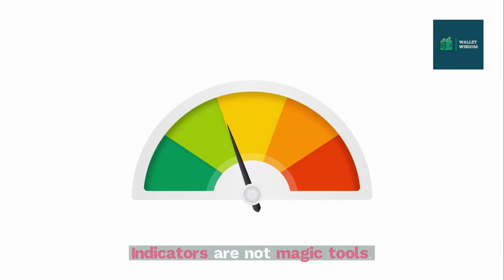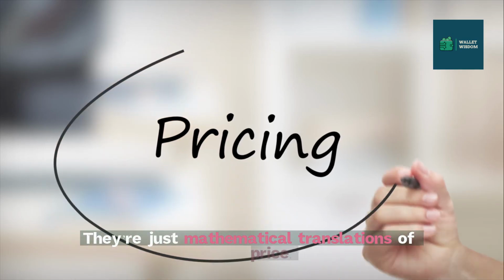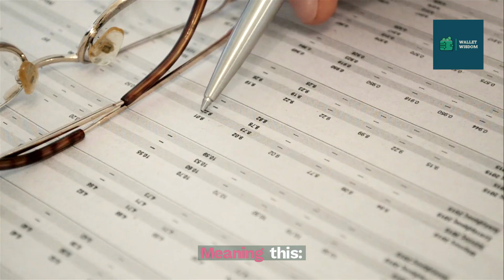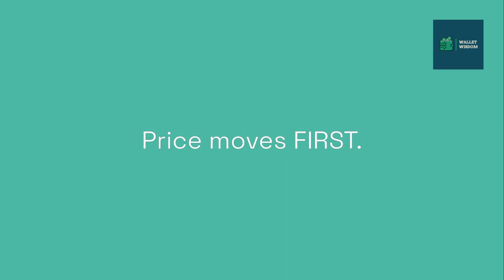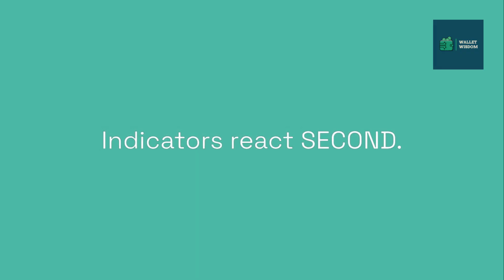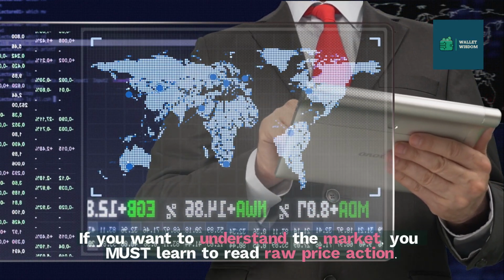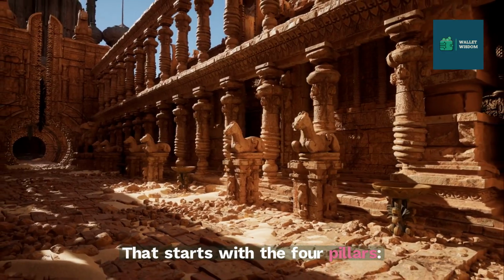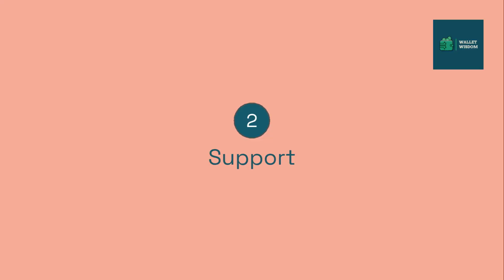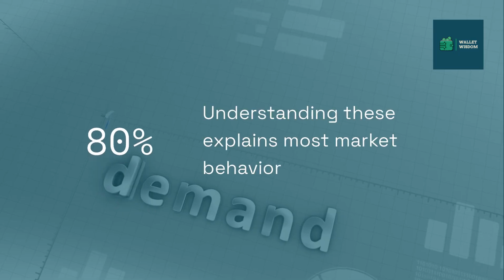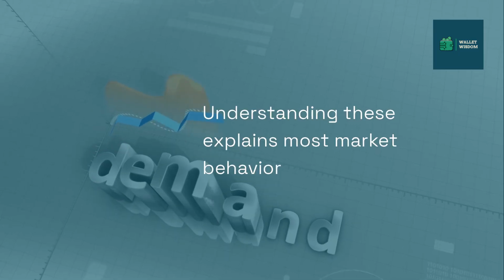Indicators are not magic tools. They're just mathematical translations of price. Meaning this: price moves first, indicators react second. If you want to understand the market, you must learn to read raw price action. That starts with the 4 pillars: trends, support, resistance, volume. Learn these, and you'll understand 80% of the market's behavior.